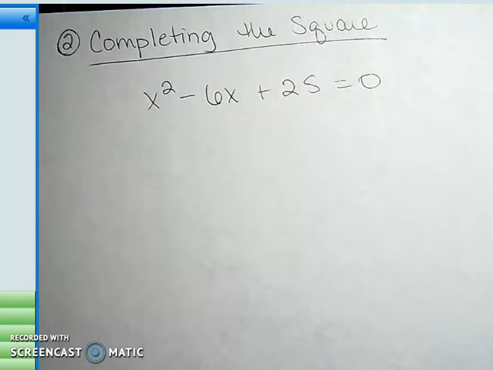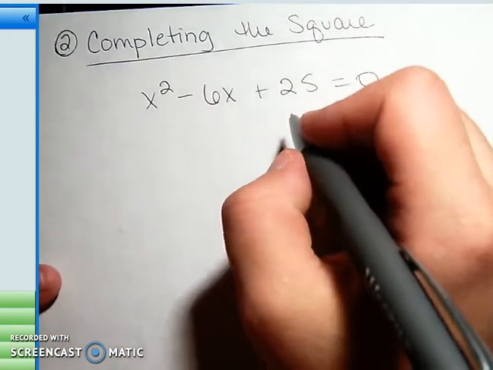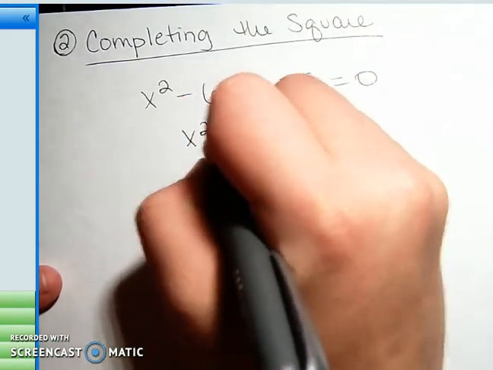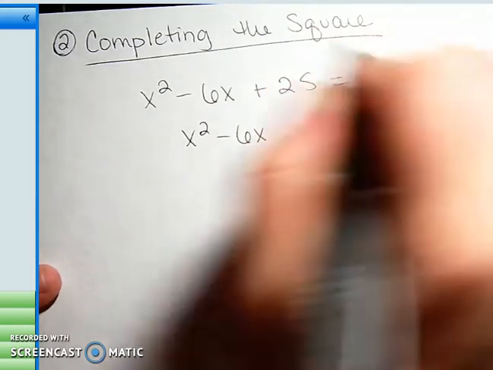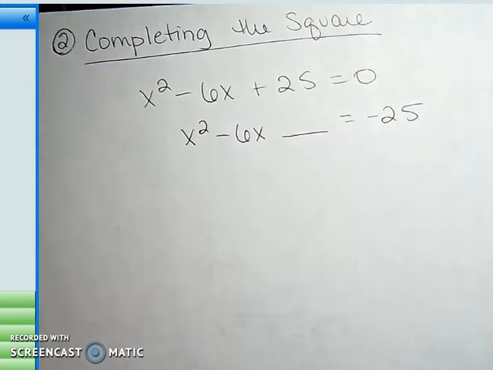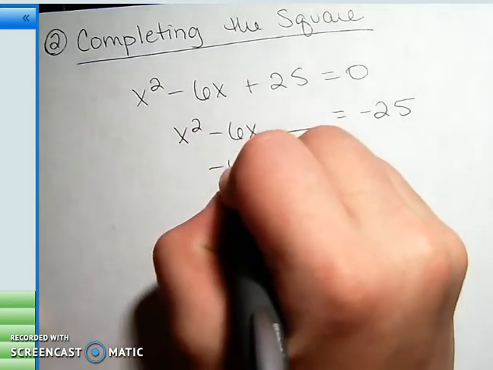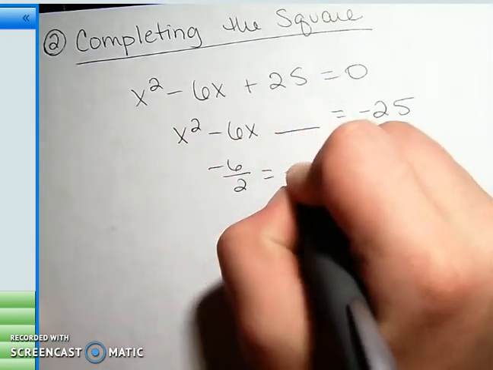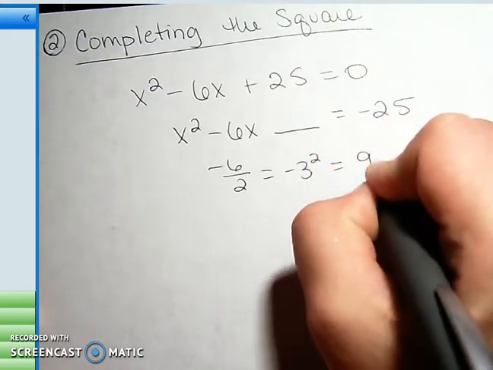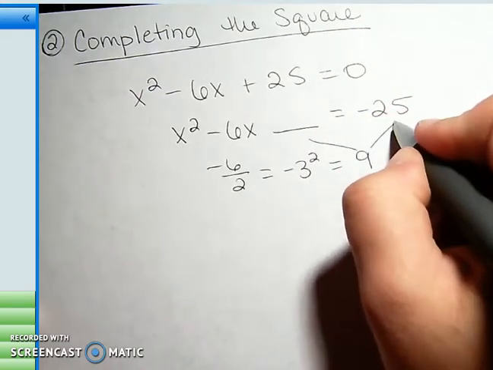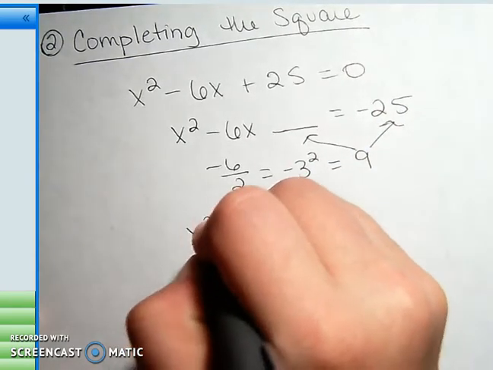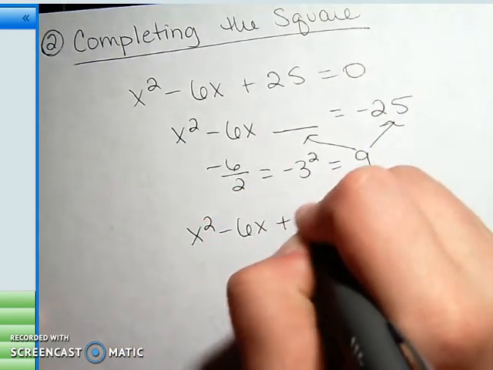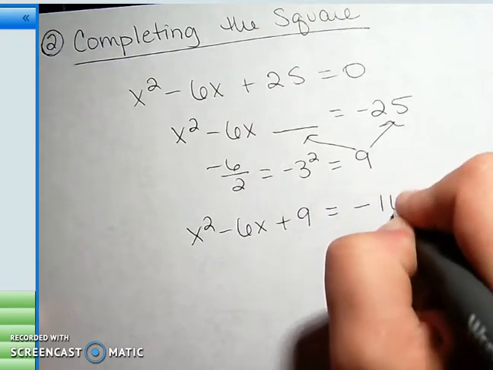So we're going to complete the square. And remember the rules with completing the square. We're going to get our algebraic terms alone and move that 25 to the other side. So we're going to subtract 25. We're going to take our b term, divide it by 2, and square it. This number will get added to both sides of the equation to keep it balanced. That gives us x squared minus 6x plus 9 equals a negative 16.